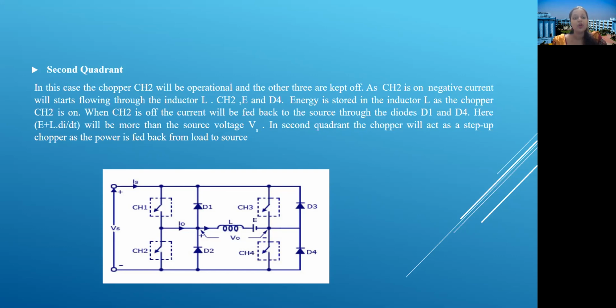When chopper 2 is off, the current will be fed back to the source through the diodes D1 and D4. Here, E plus L di/dt will be more than the source voltage. In the second quadrant, the chopper will act as a step up chopper as the power is fed back from load to source.